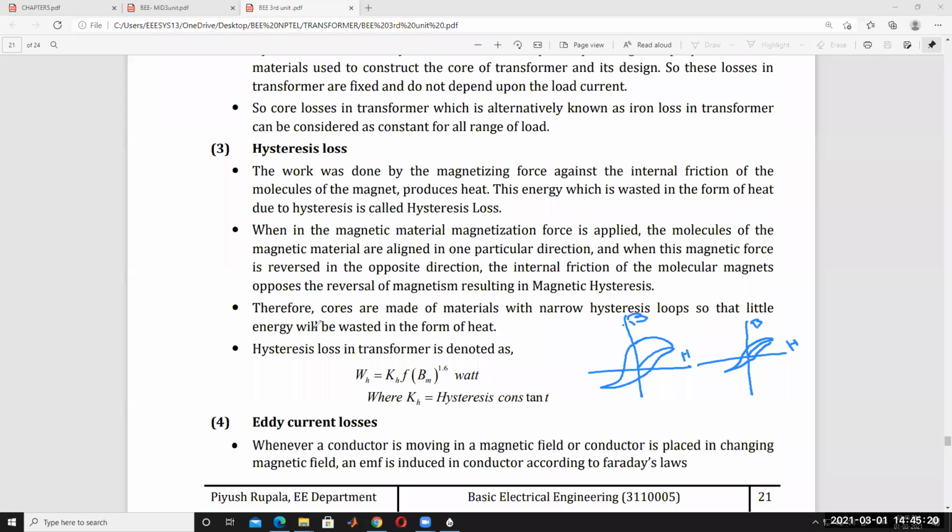The transformer core is made of material with a narrow hysteresis loop, so that little energy is wasted in the transformer in the form of heat. So this is one of the formulas, the hysteresis loss equation. Very important, hysteresis loss in a transformer.